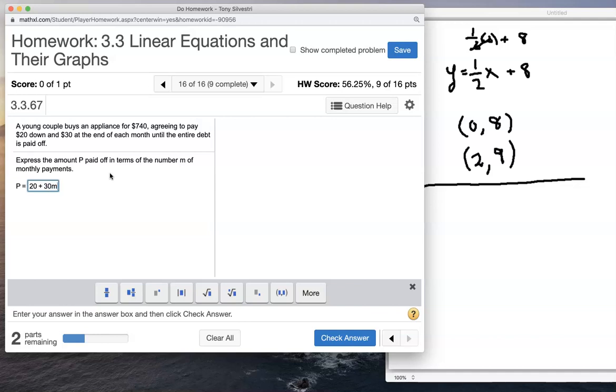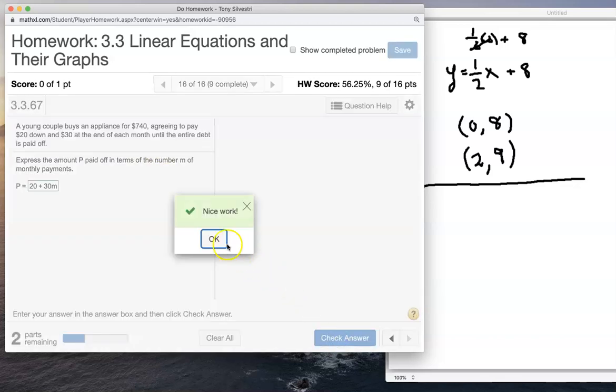So if M is 1, you pay $30 plus 20, 50. If M is 2, you make two $30 payments. $60 plus 20 is 80, etc., etc. That's the nice equation for that. That equation would do the job.